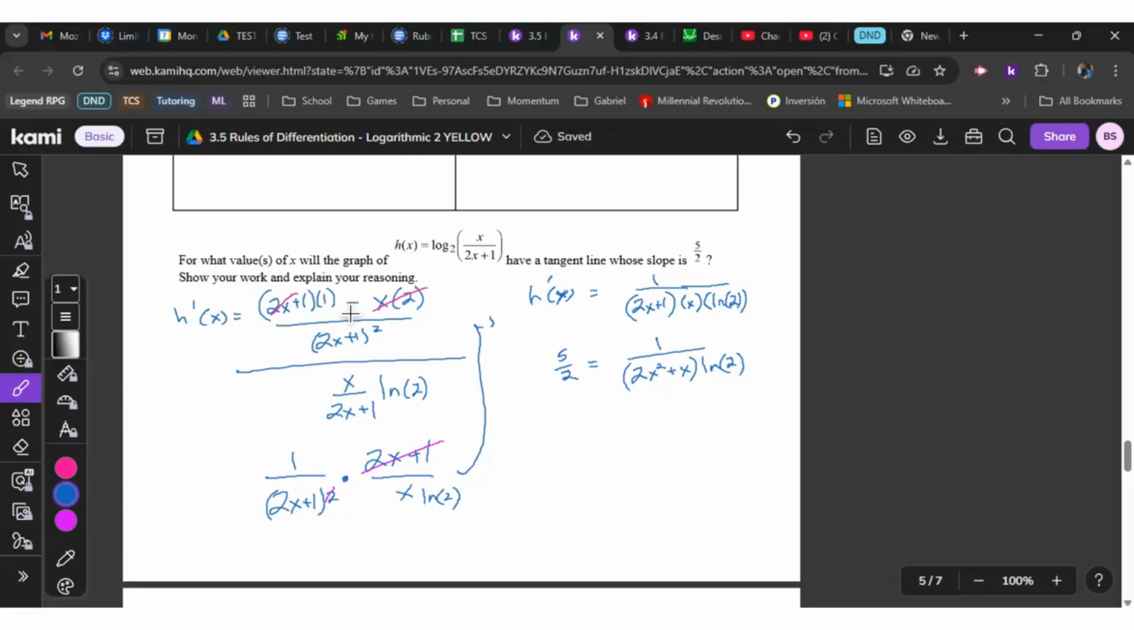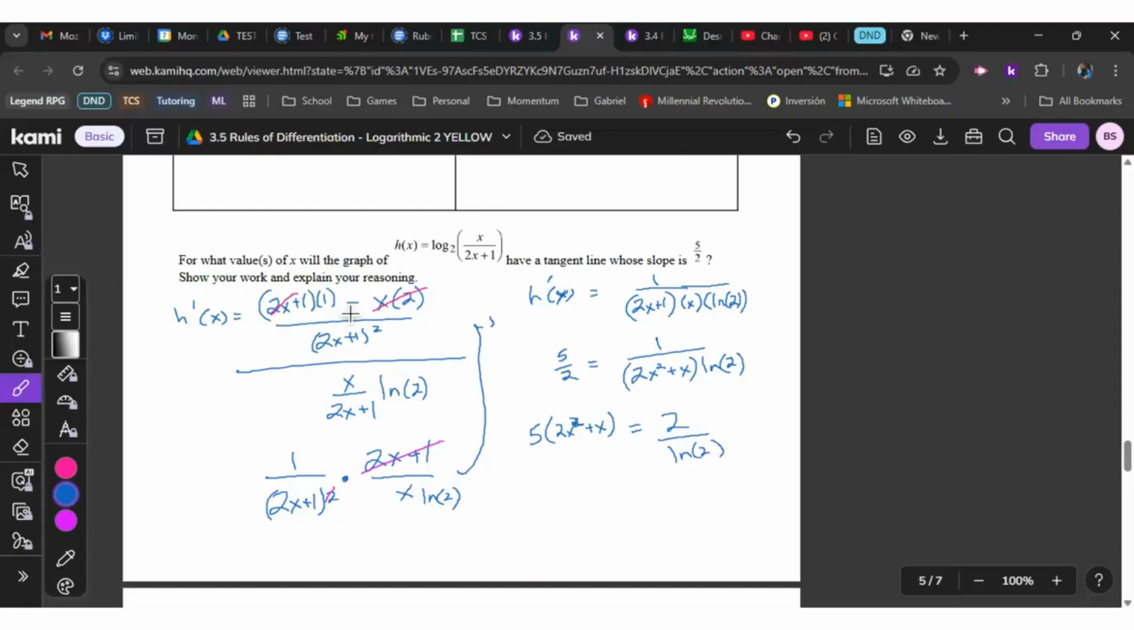Then we're going to have to multiply to get our x's up on the other side there. So we're going to multiply both sides by 2x squared plus x. And so we're going to get 5 times 2x squared plus x, because I can't solve for a variable if it's in the denominator like that. It's equal to, I'm also going to multiply both sides by 2 to get rid of that. So I got 2 over the ln of 2.